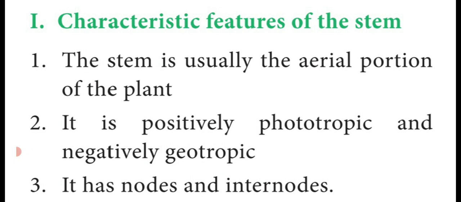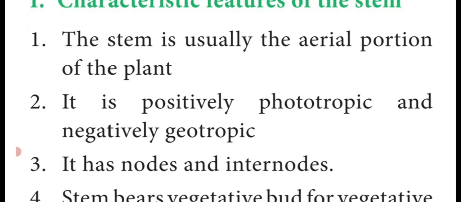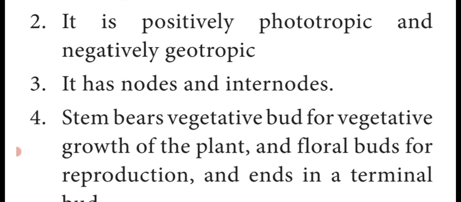Then the stem is always growing towards the sunlight. So that is the positive character, isn't it? So it is positively phototropic, and always negative from the soil, that is geotropism. So negatively geotropic is another important pointer. Then the stem or shoot is differentiated into nodes and internodal regions. Then the stem bears two important organs, vegetative organs as well as reproductive organs, present in the shoot system.